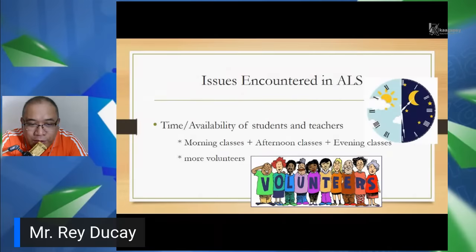Yung time at saka availability of the students and the teachers. Kasi sa oras, maraming mga estudyante namin sa ALS dahil nga biglang taghirap ang panahon, di ba? Yung mga dating maayos ang trabaho, nawalan ng trabaho, yung mga dating kayang suportahan ng magulang, kinakailangan magtrabaho. Nabago yung kanilang availability. So, we had to change the schedules of our classes. Nagkaroon kami ng morning classes and then we offered afternoon classes at saka para dun sa mga nagtatrabaho, we also offered evening classes.